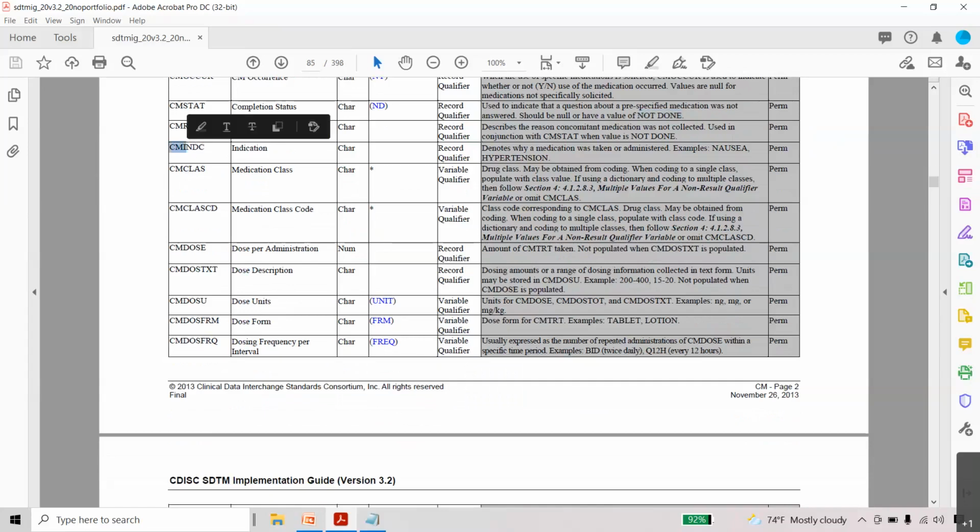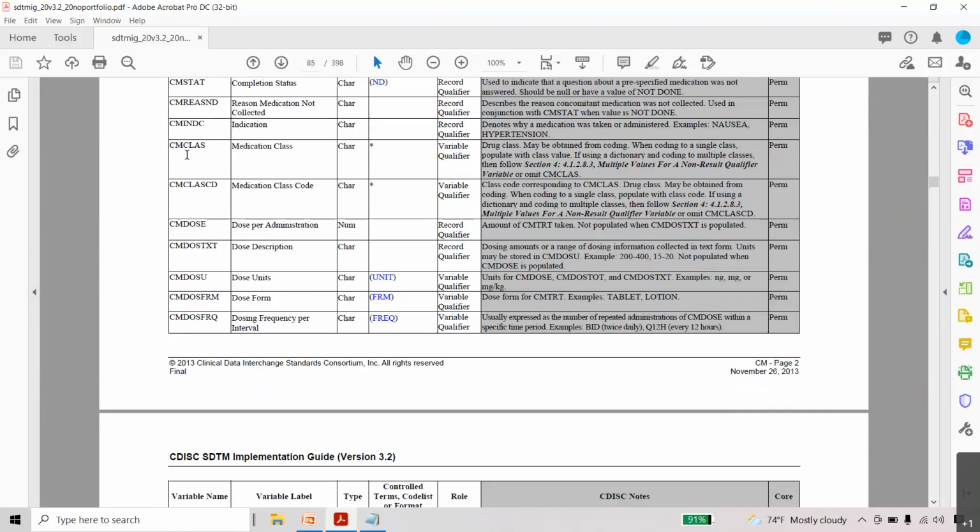Next one is CM INDC. Why the subject is taking that medication: the indication can be because of an adverse event, because of a pre-existing condition, or other. You may see some tables, if the study demands it based on the indication, like subject prior or concomitant medication related to nausea or hypertension, then you need to select the CM INDC variable for selecting the records.